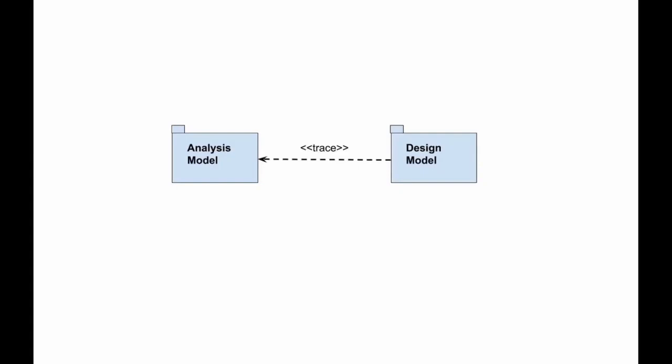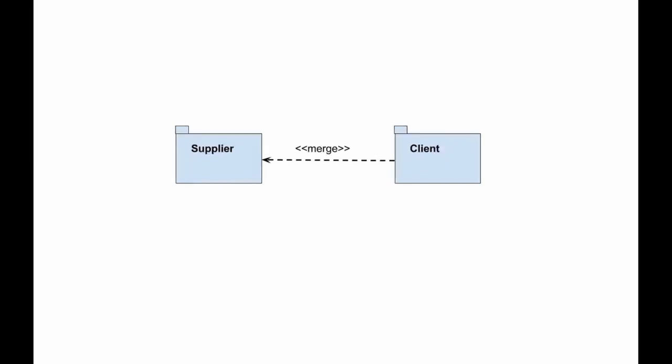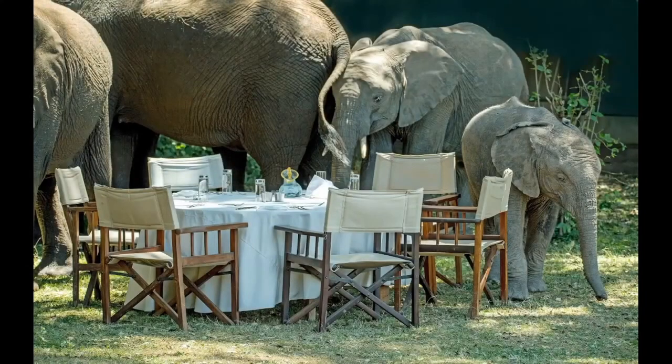Usually this is the relationship between models, not elements. Public elements of the supplier package are combined or merged with the client package elements. The dependency is used only in meta-modeling, and the chance of encountering it in modern object-oriented analysis and design is even less than encountering an elephant in central London.